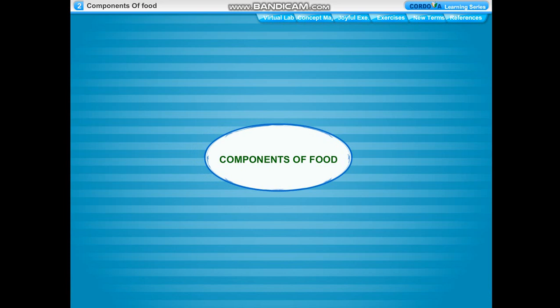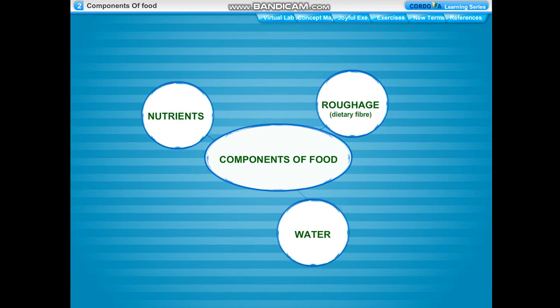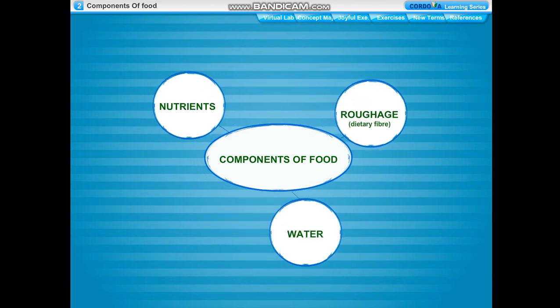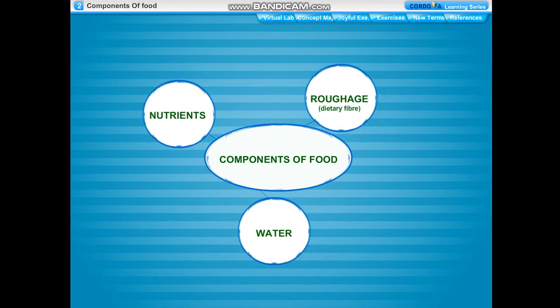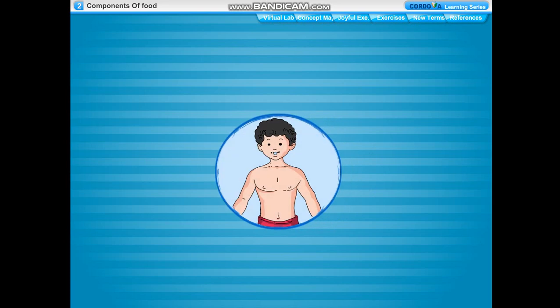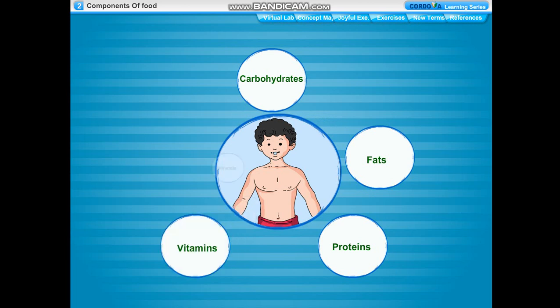Components of food. The main components of our food are nutrients, roughage, dietary fiber, and water. Nutrients are the substances that an organism needs for growth, repair, and maintenance of its body. The nutrients needed by the human body are carbohydrates, fats, proteins, vitamins, and minerals.